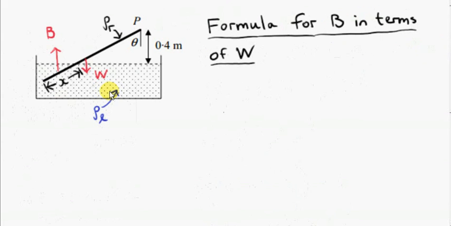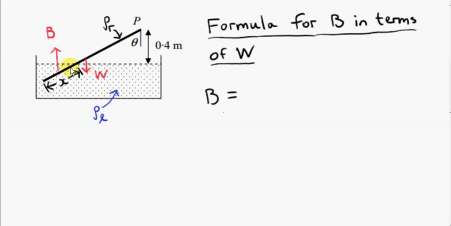Now, as I said earlier, I was going to look at a formula for B in terms of W. So this is the general case of a rod with density rho r, a uniform rod at that. So cross section is constant everywhere, and the density is uniform. And we have a liquid whose density is rho L. By Archimedes' principle, the buoyancy B is the weight of liquid displaced by the immersed part of the rod.